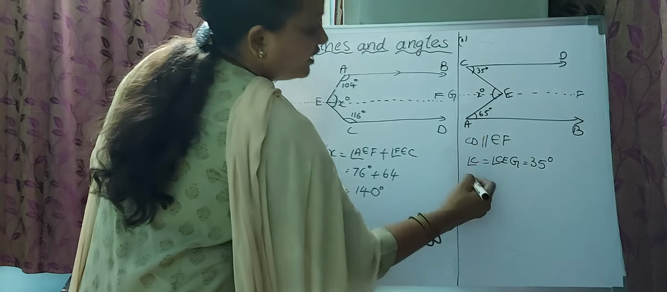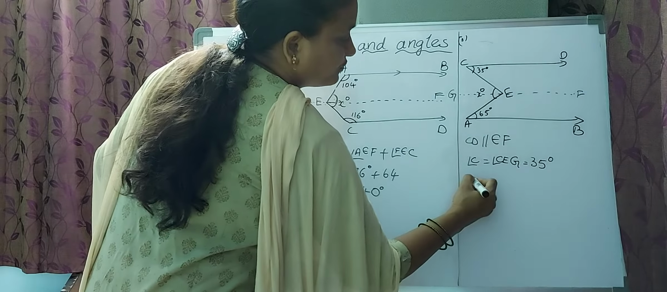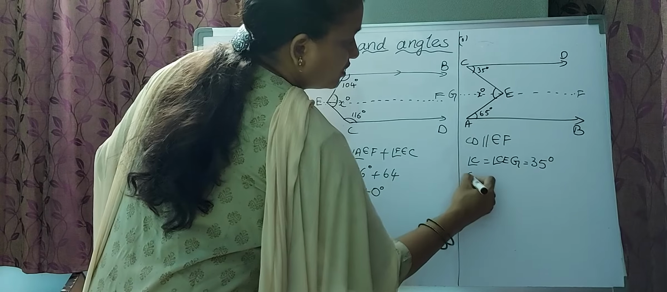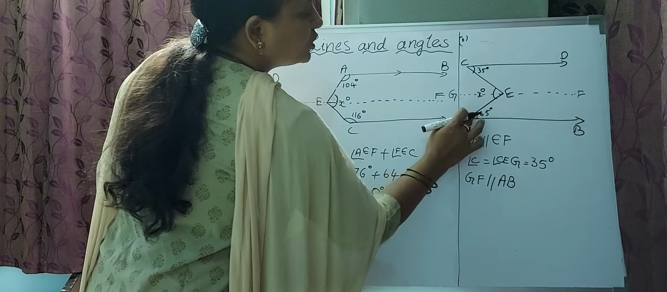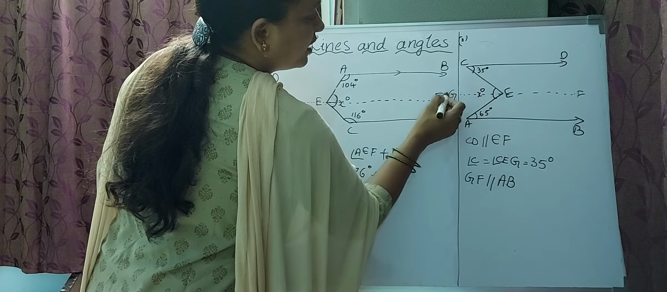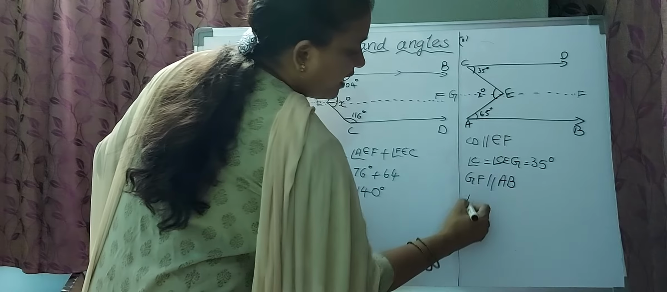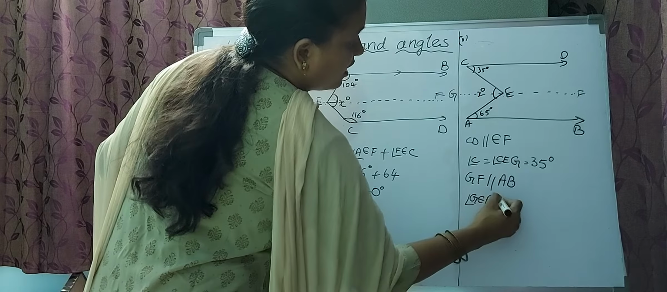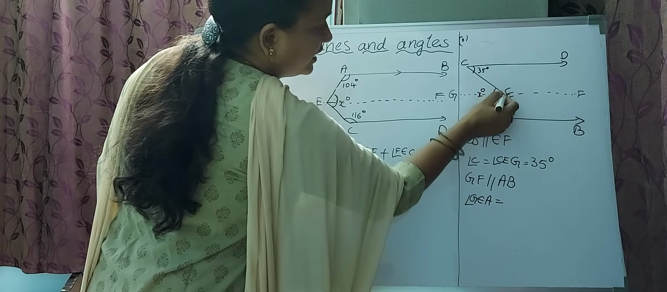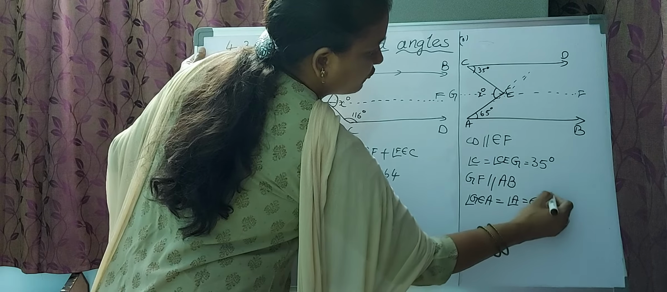This one is also the same. GF is parallel to AB. These two angles, angle GEA is equal to angle EAB. You think that this is a transversal, and these two are parallel lines. So interior alternate angles are equal. So it equals angle A, that is equal to 65 degrees.